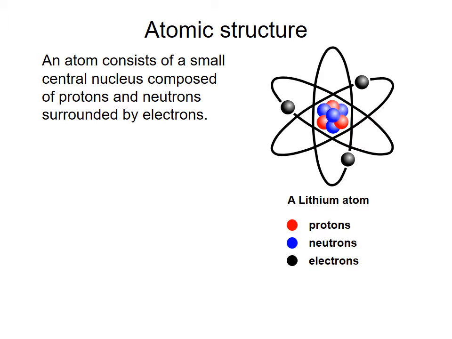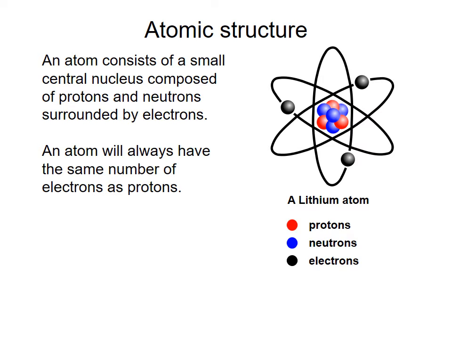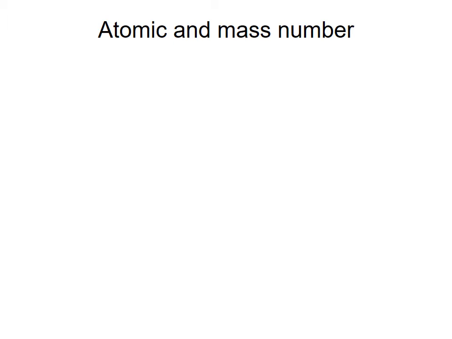There's a lithium atom. It contains 3 protons, 4 neutrons, and 3 electrons. So the atom will always have the same number of electrons and protons because the atom is neutrally charged. The number of protons in an atom equals the number of electrons. And then we deal with the nucleus. So chemistry deals with electrons. Physics tends to deal with the nucleus.